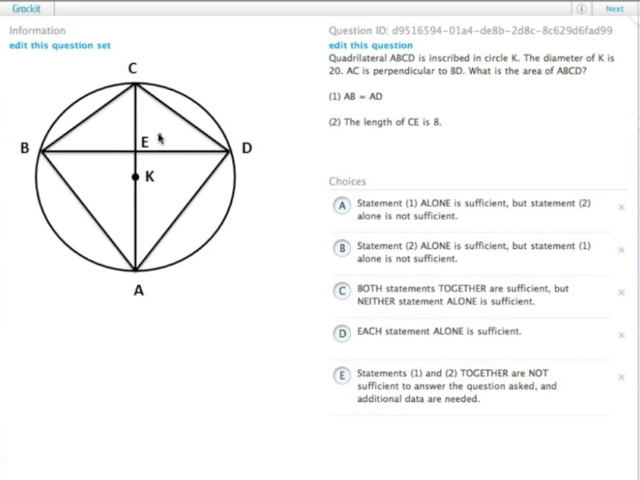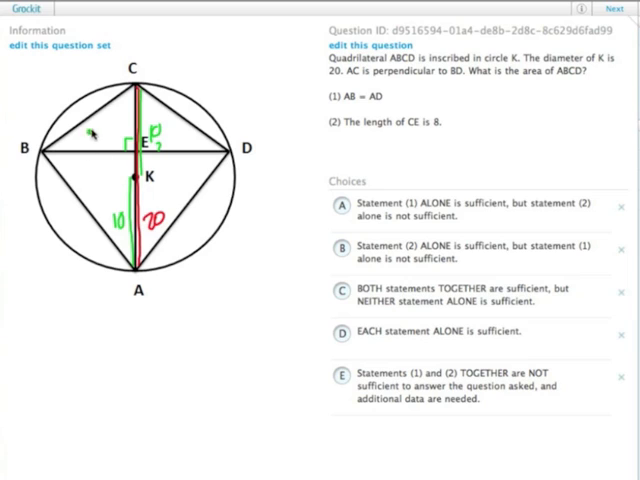So we have a quadrilateral inscribed in a circle, and the diameter of K is 20. So let's say this here is 20. What that also means is that the radius, because K is the center of the circle, we can then determine that this is 10 and that this is 10. And AC is perpendicular to BD, so these are right angles.